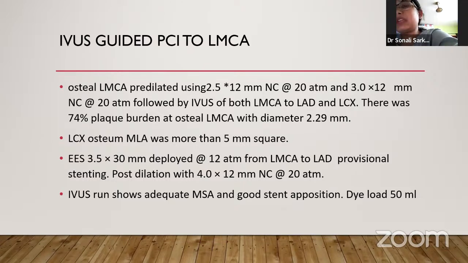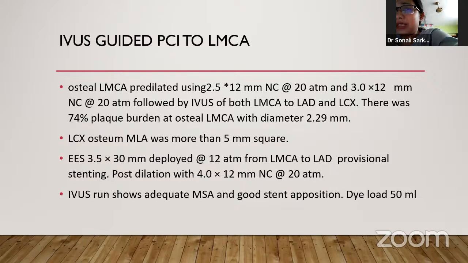Followed by this, we took in the IVUS catheter, both 2 runs we had, LMCA to LAD and left main to LCX. So it showed that the ostial left main had a 74% plaque burden with a diameter of only 2.3 millimeter. So that was the reason why we were not able to get good views even during the angiography, because the Tiger catheter was also not sitting in the left main ostium.